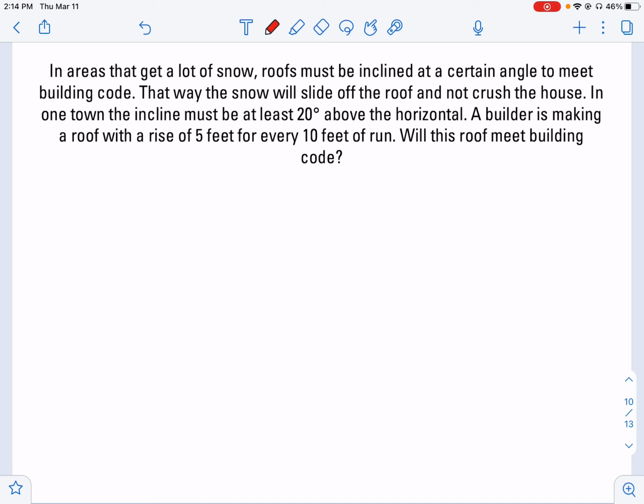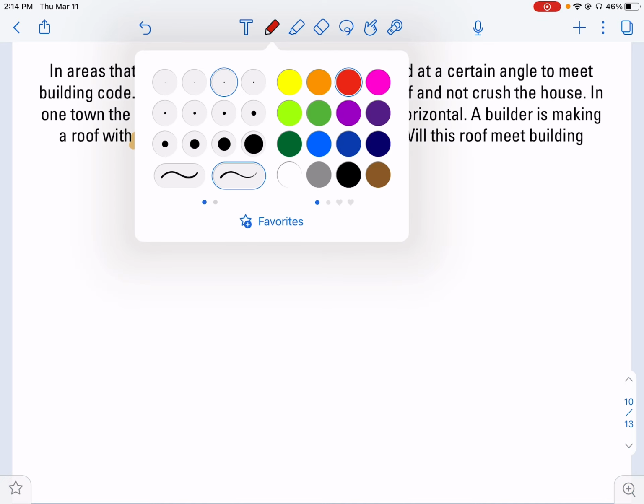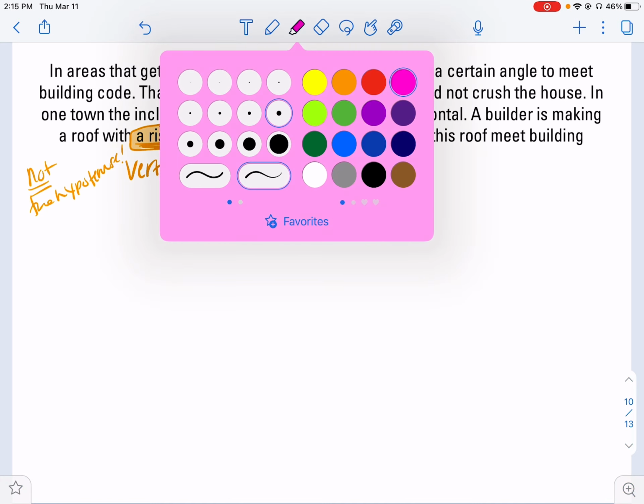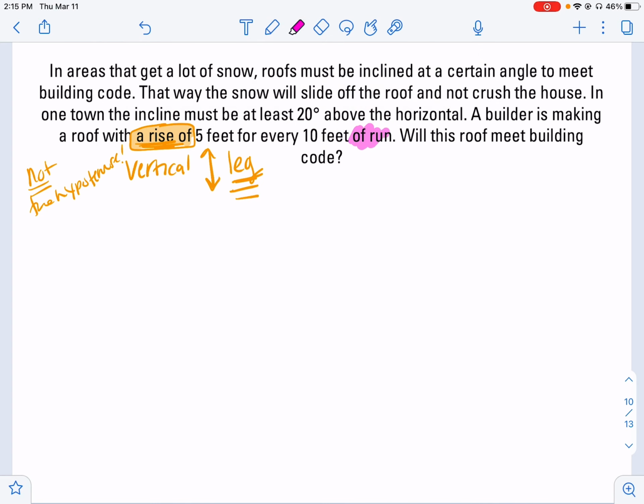So let's think about this. There's some really important information we need to know here. First off, if a problem is ever talking about rise, what that really means is they're talking about a vertical leg. As a reminder, vertical means up and down, which we can kind of get from rise. But the thing is, it's talking about the leg here, aka not the hypotenuse. Rise is always a leg. Similar to over here, it talks about the run.